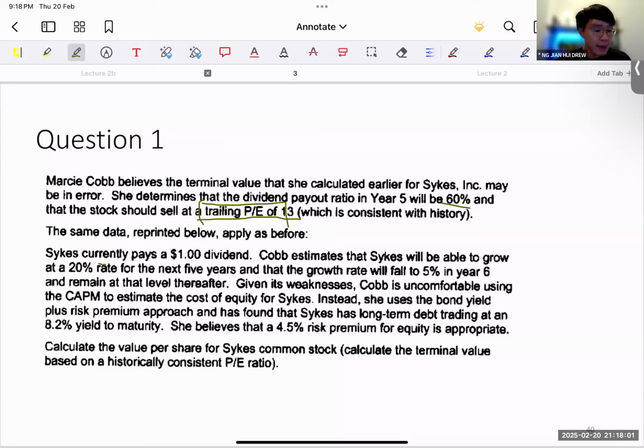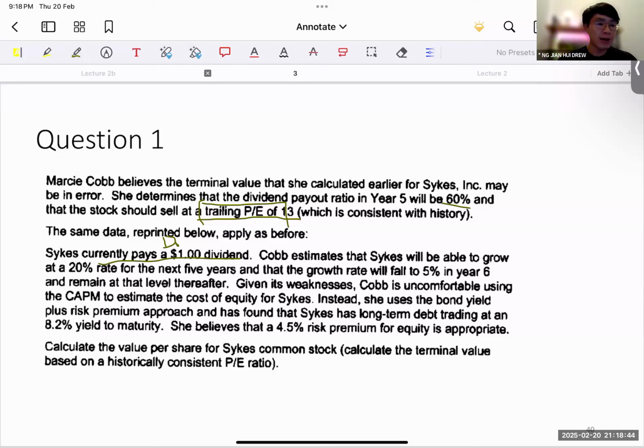There's some more information. It currently pays $1 of dividend, D naught. Cook estimates that this firm will grow at 20% for the next 5 years. The growth rate will fall to 5% in the sixth year and remain at this level thereafter. Given its weaknesses, Cook is uncomfortable using the CAPM estimate to estimate the cost of equity. Instead, they use the bond yield plus risk premium approach and found that the long-term debt is trading at 8.2% to maturity. We believe that the risk premium is 4.5%. Calculate the value of the share.